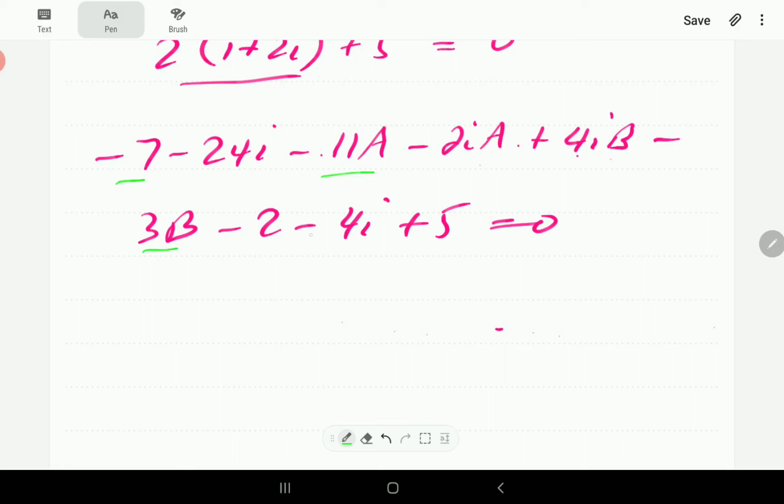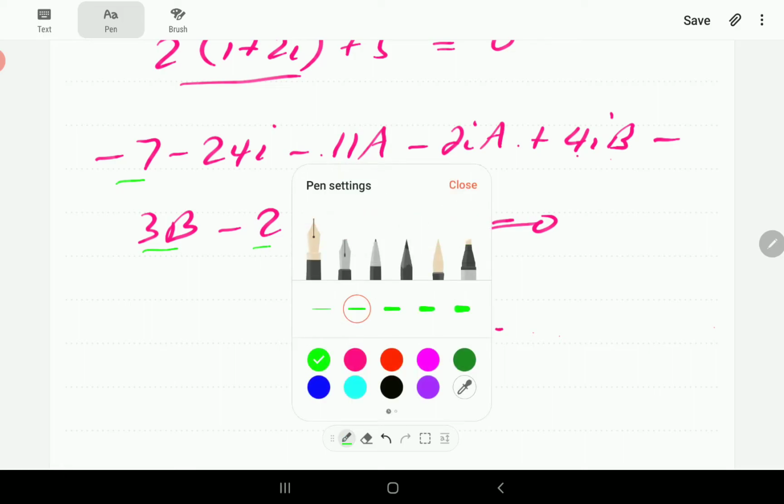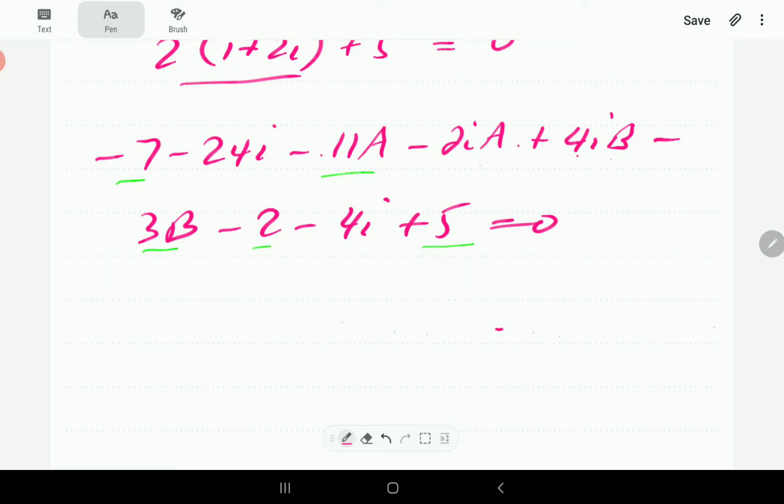So it's just the terms that do not involve i. Looking at these, just look at the numbers. We've got minus 7, minus 2, which is minus 9, and then plus 5. That's going to give us negative 4. And then we've got minus 11a, which is this one. And then we have minus 3b. So that's all the terms that do not involve the number i.